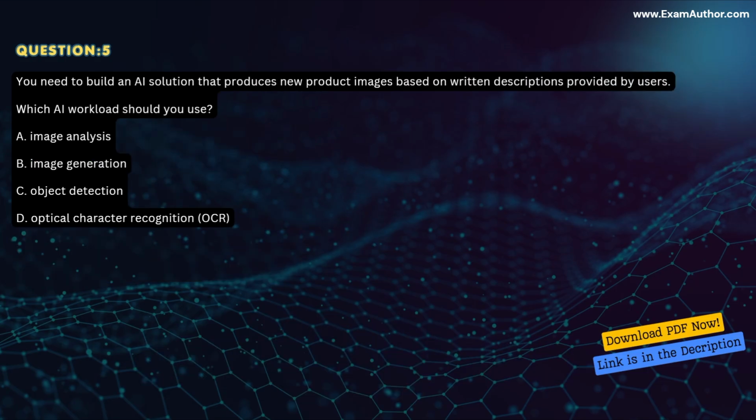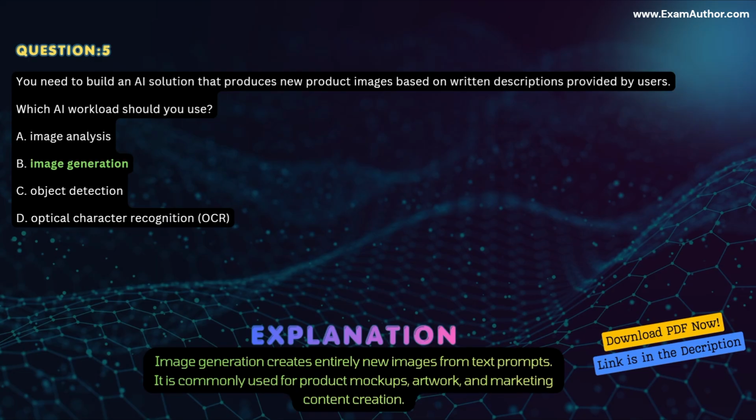Question 5. You need to build an AI solution that produces new product images based on written descriptions provided by users. Which AI workload should you use? A. Image analysis. B. Image generation. C. Object detection. D. Optical character recognition (OCR). Answer B. Image generation.